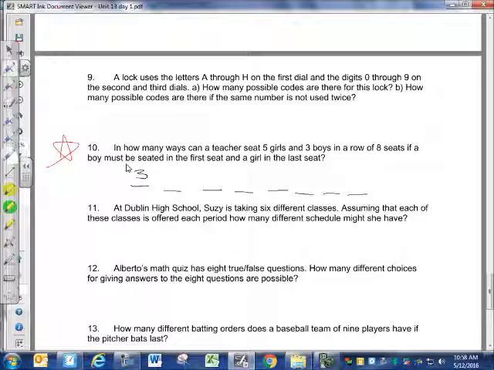Now, the last seat has to be a girl. Well, there isn't just one girl, so I'm not just going to put 1 here. I have 5 girls to choose from, which is why there needs to be 5 choices there. Now, I've picked a boy and I've picked a girl. How many choices do I have left? 6 choices. Now, after I pick that person, I'll have 5 choices. After I pick that person, I'll have 4, 3, 2, 1. 6, 5, 4, 3, 2, 1.